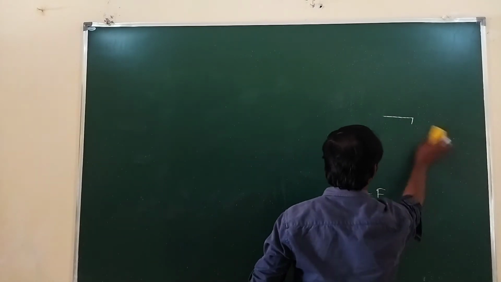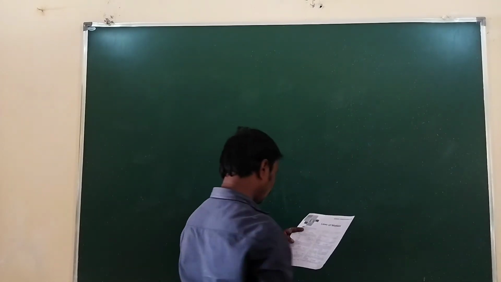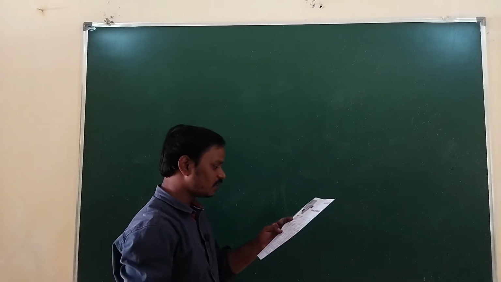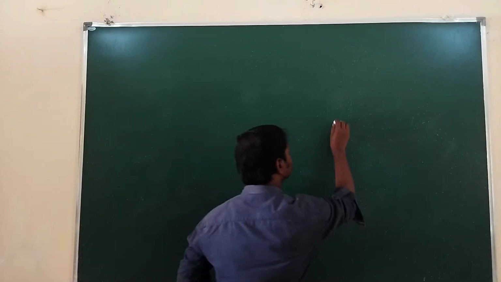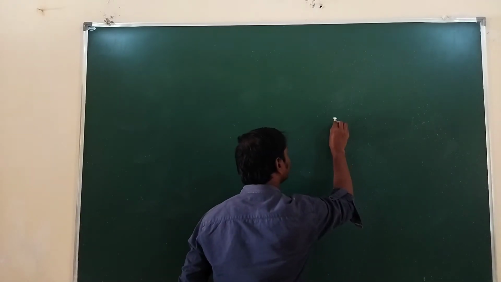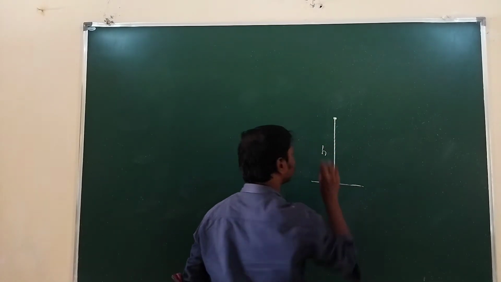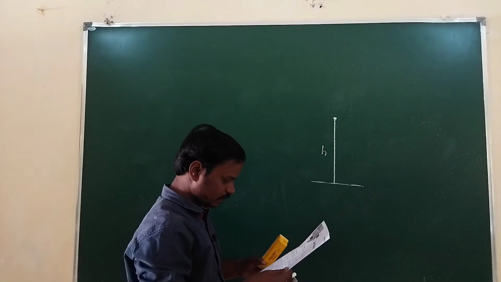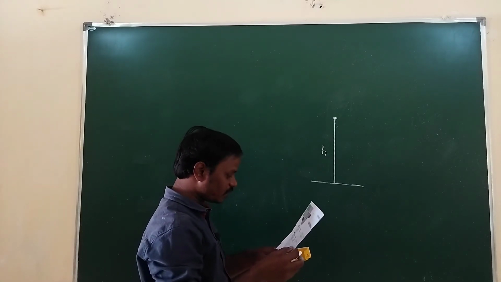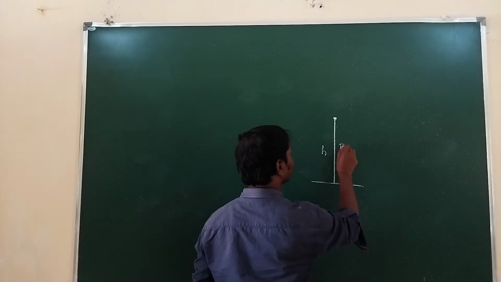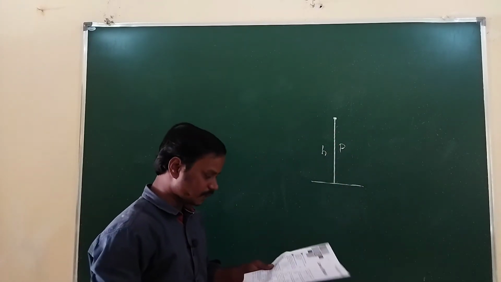So listen here. A stone is dropped from a height h. This stone is dropped from the height h. Then it hits the ground with a certain momentum, that is p.